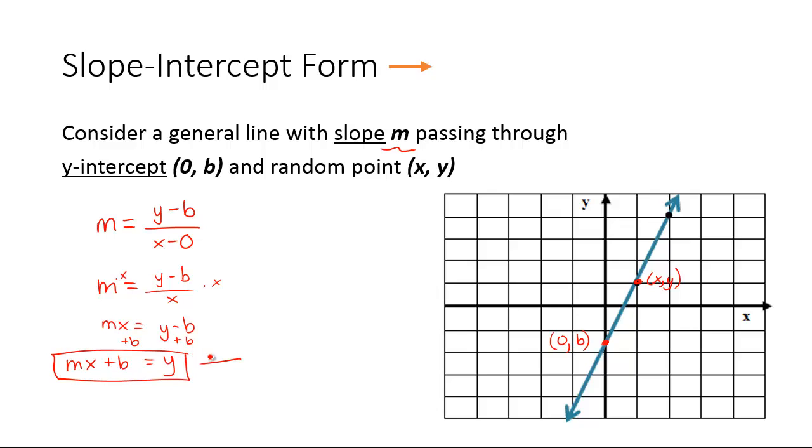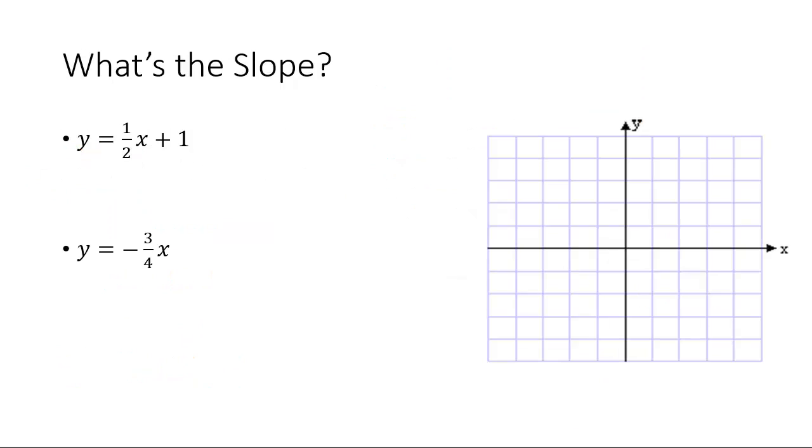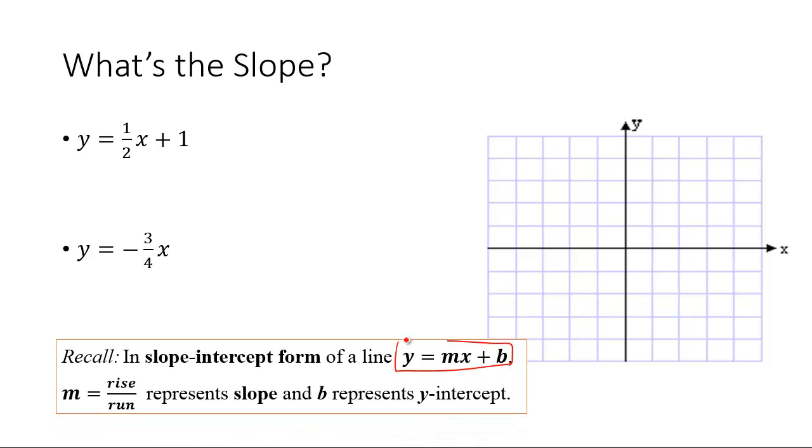So this is something you may have seen before, y equals mx plus b. But this quick little proof here shows you that m indeed is the slope, and b indeed is the y-intercept. So what's the slope in these equations? Well, these are already in the format that we just discussed. So the coefficient of the x is actually, by definition, the slope. If y is on its own, then in this case the slope is 1/2.